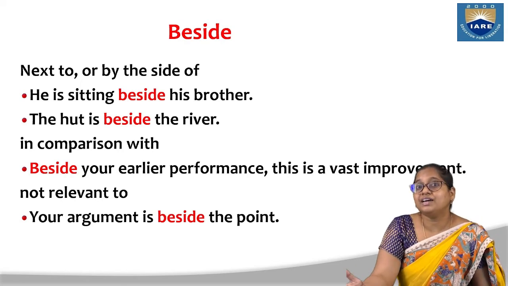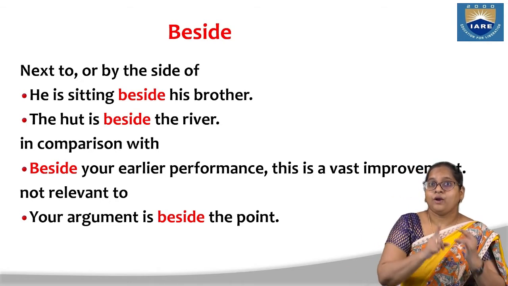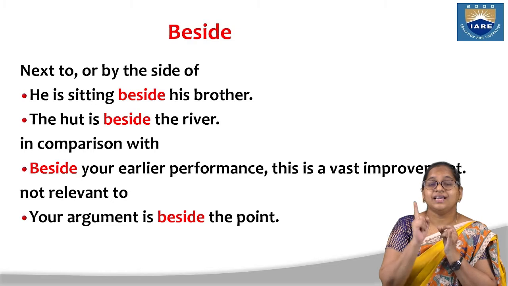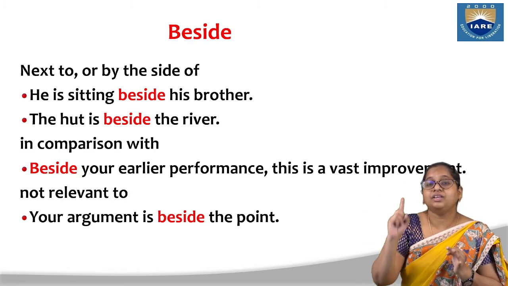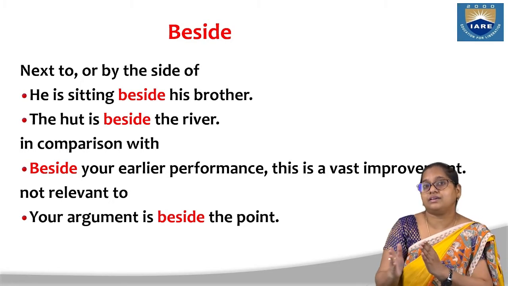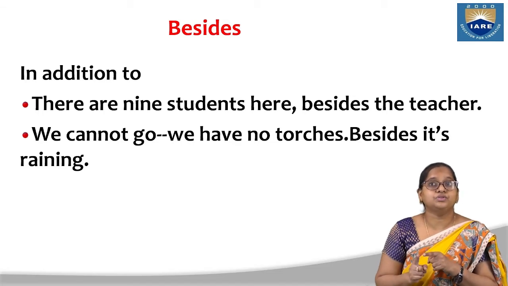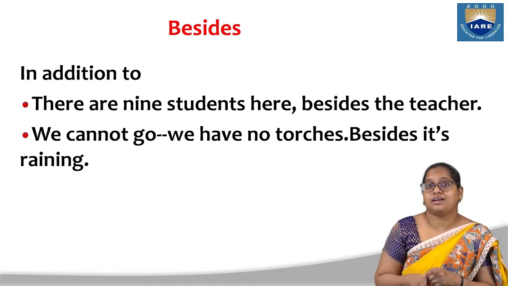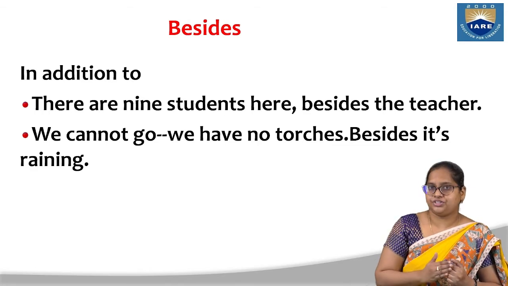Your argument is beside the point is the third sense, meaning not relevant. One sense where you can use beside is next to, another sense is in comparison with, and the third sense is when it is not relevant. Your argument is beside the point. At the same time, do not get confused with another preposition, besides. Besides means in addition to.